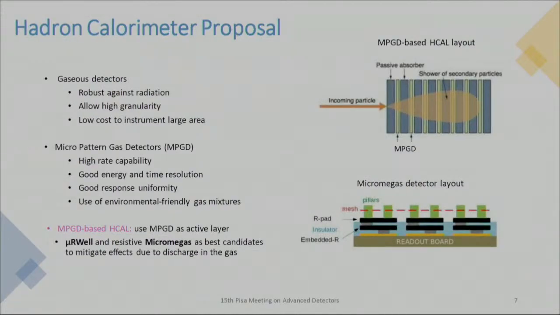So our proposal will consist in using MPGDs for the active layers because they are gas detectors, so they are intrinsically robust against radiation. They can be produced in small size and offer high granularity, and they have low cost with respect to other technologies so that they can instrument large areas of the experiment. Micropattern gas detectors offer also high rate capability and good energy and time resolution, and they use environmentally friendly gas mixtures. Among the MPGDs, the best candidates are the state-of-the-art resistive micro-RWELL and micromegas, because they can also mitigate the effect due to discharges in the gas.